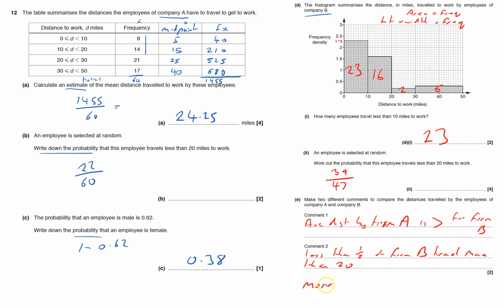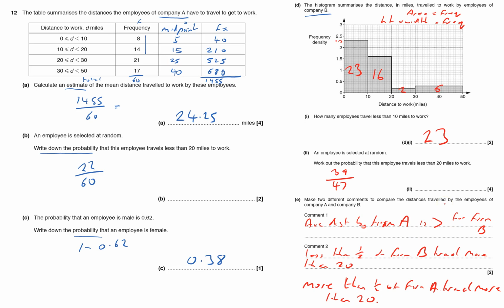But more than half of firm A travel more than 20. A couple of things like that. A bit of a strange question at the end, but you get so many marks for all the rest of it. Just put something down and compare it. You don't always need to use numbers, and I haven't used numbers here.